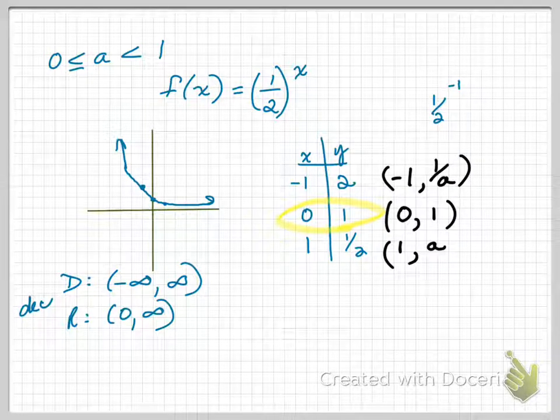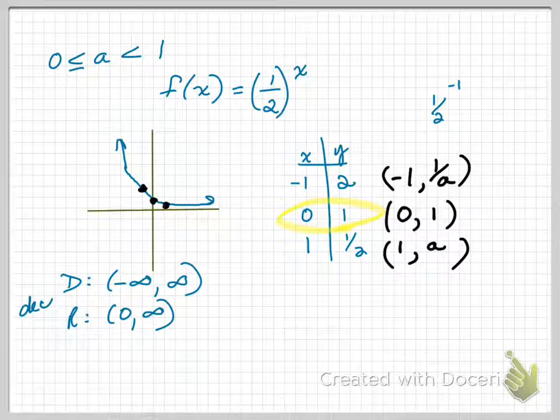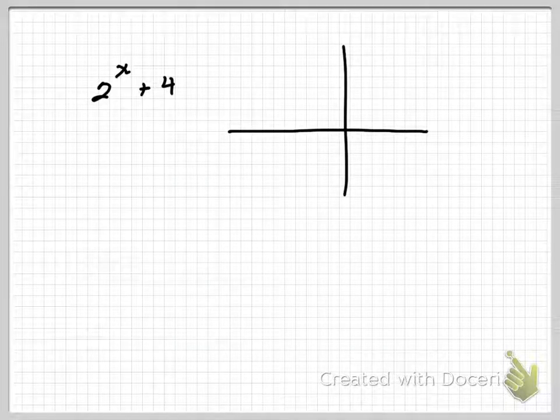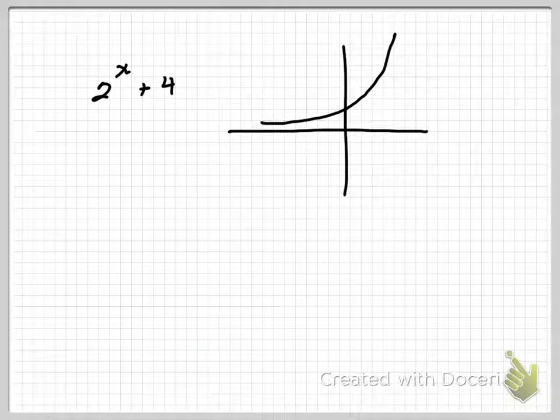So to graph an exponential function, really all you need is 3 points, because you know based upon the behavior what it's going to do. If you get those 3 key points, then you're good to go. And as we mentioned before, you can translate these. So if I had 2 to the x plus 4, it would take that basic graph, that 2 to the x, and it would just shift it up 4 units. So instead of the x-axis being a horizontal asymptote, it would go up 4, and the graph gets shifted up there.